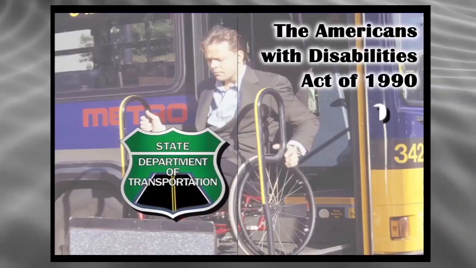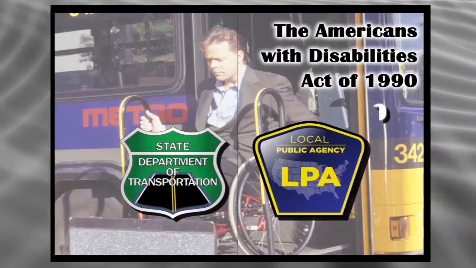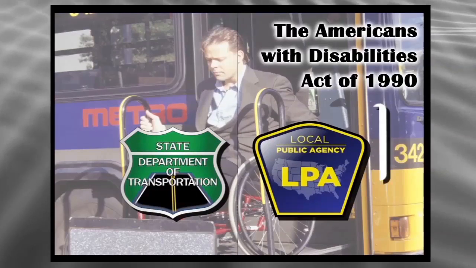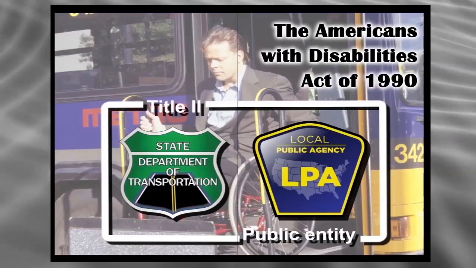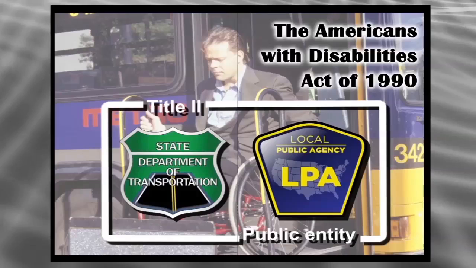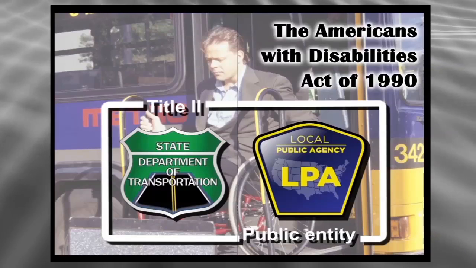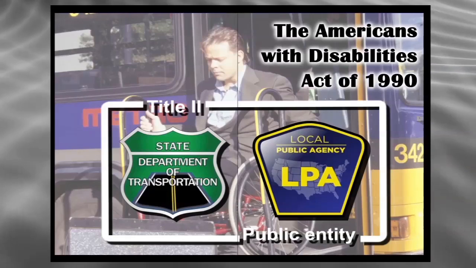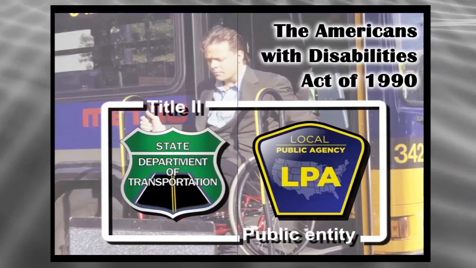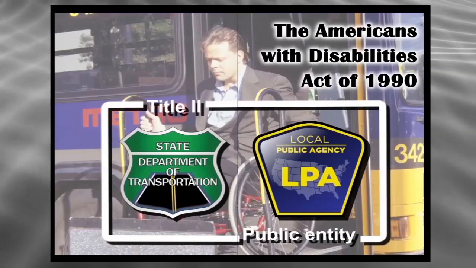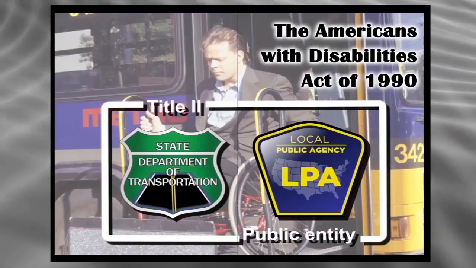All state departments of transportation and LPAs in the United States fall within the regulatory definition of public entity for Title II of the Americans with Disabilities Act. Accordingly, all regulatory requirements of Title II of the Americans with Disabilities Act apply to you as the LPA, as well as other public entities, even if you do not receive federal financial assistance.